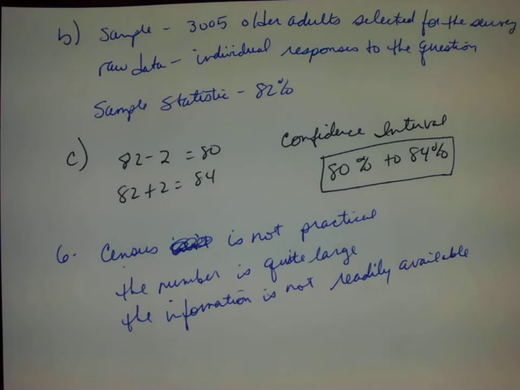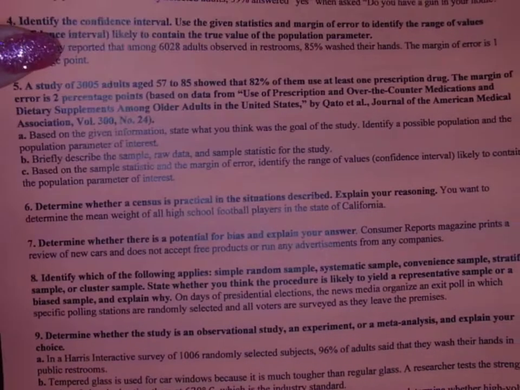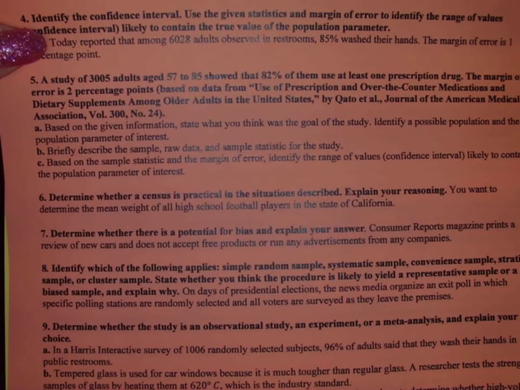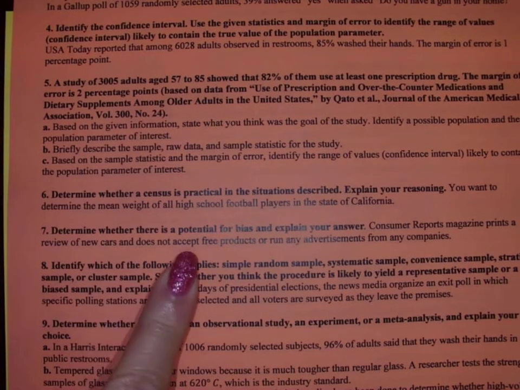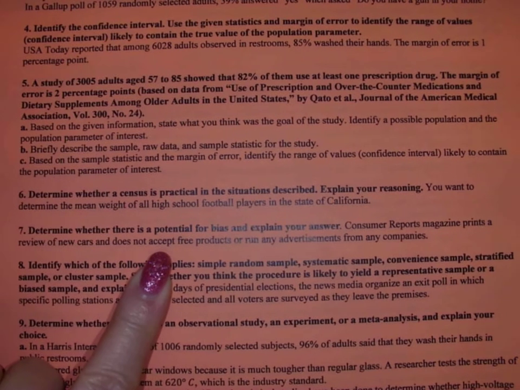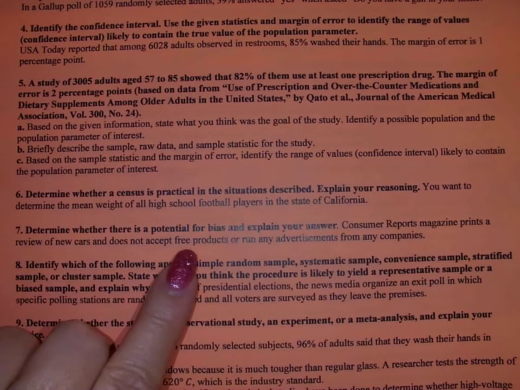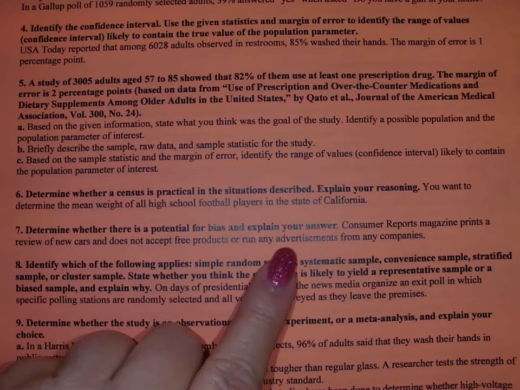All right, number 7. So on number 7, determine whether there is a potential for bias and explain your answer. Consumer Reports magazine prints a review of new cars and does not accept free products or run any advertisements from any of those companies. So they're reviewing new cars, but they don't accept free products. So free products will get you to be a little on the bias side. So no free products, and they also don't run any advertisements.